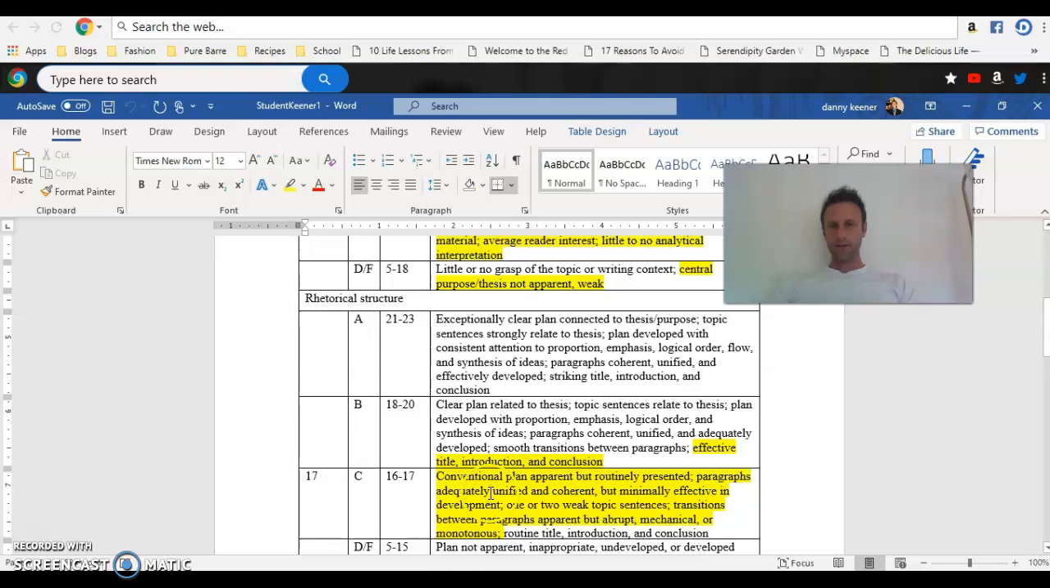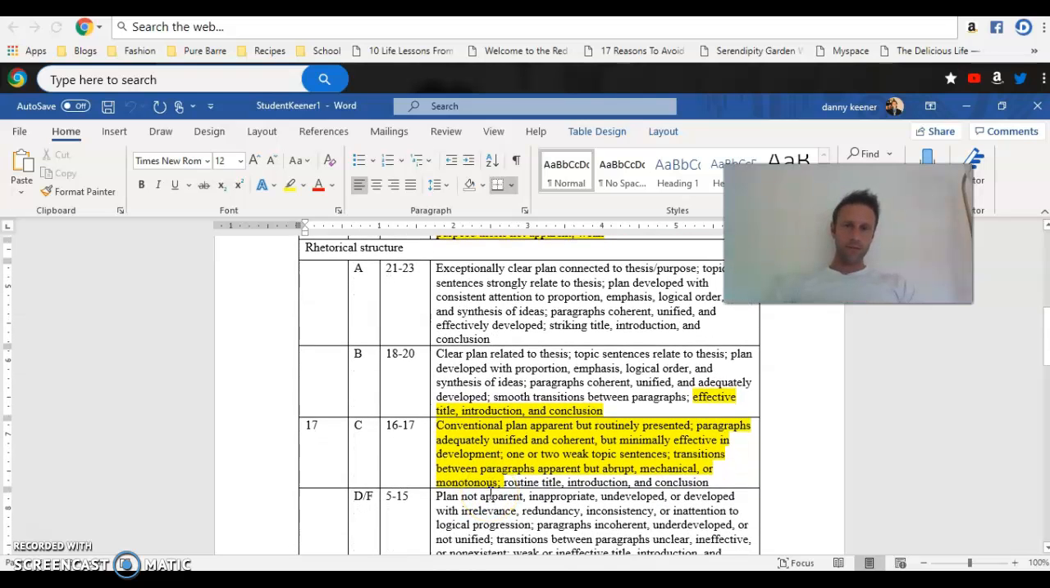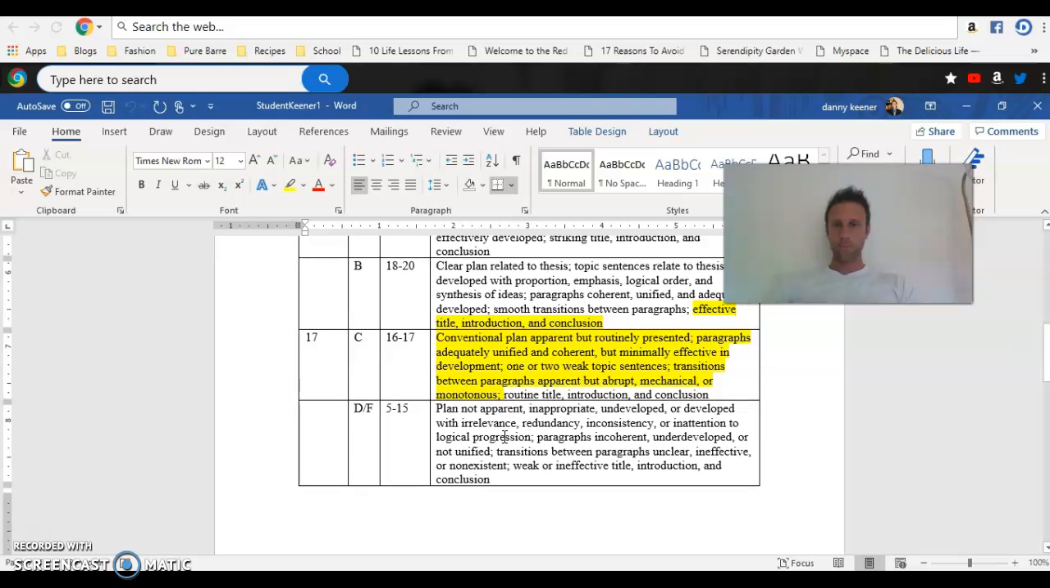Same thing later on, like there's a conventional plan, but it's not developed, right? You have an effective title, introduction, and conclusion, so that moves this grade. It's mostly here, but it also fits into this category, so it kind of moves that up a little bit to the most points possible in that category.